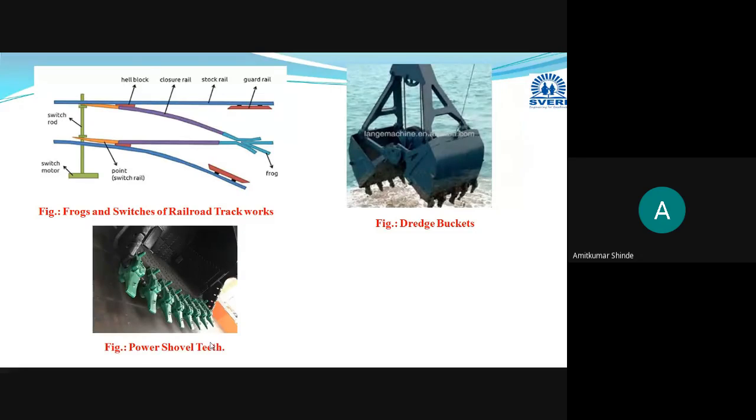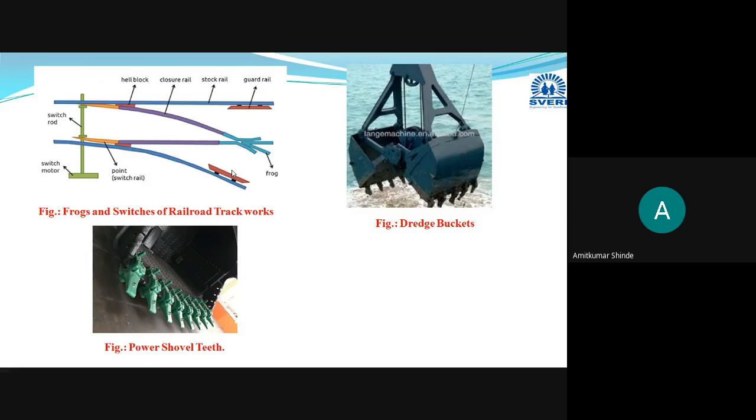Tensile strength will be more because manganese is present there, it will form a solid solution with the iron. Due to the formation of solid solution, strengthening will take place, and it will improve the tensile strength of that particular material, as well as improve the hardness along with improved wear resistance. These properties are required in applications like dredge buckets, power shovel teeth, and switches and frogs of the railway tracks. So these are the applications for Hadfield steels.